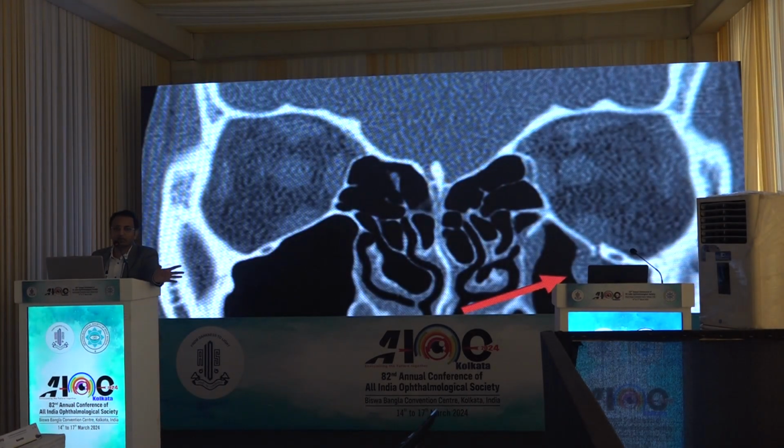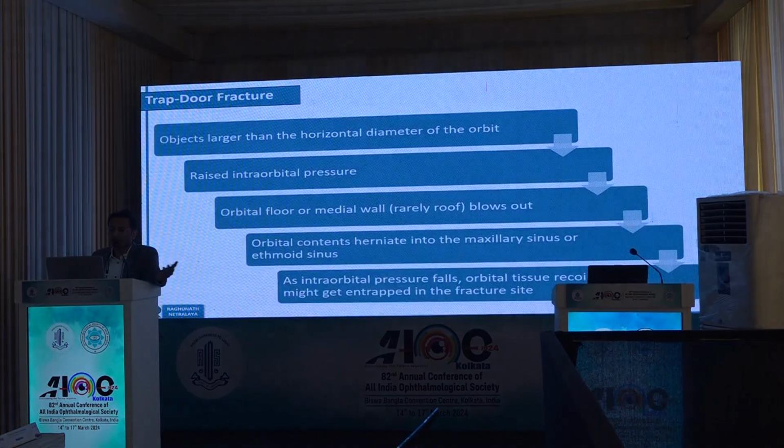It's a white-eyed blowout fracture. It is a white-eyed blowout fracture, which is very common in young individuals, and they may not come with the picture of a red color, congestion, diplopia. A child may not complain of all this. Now why does this trapdoor kind of fracture happen? The mechanism is the same as what we discussed in our first slide.